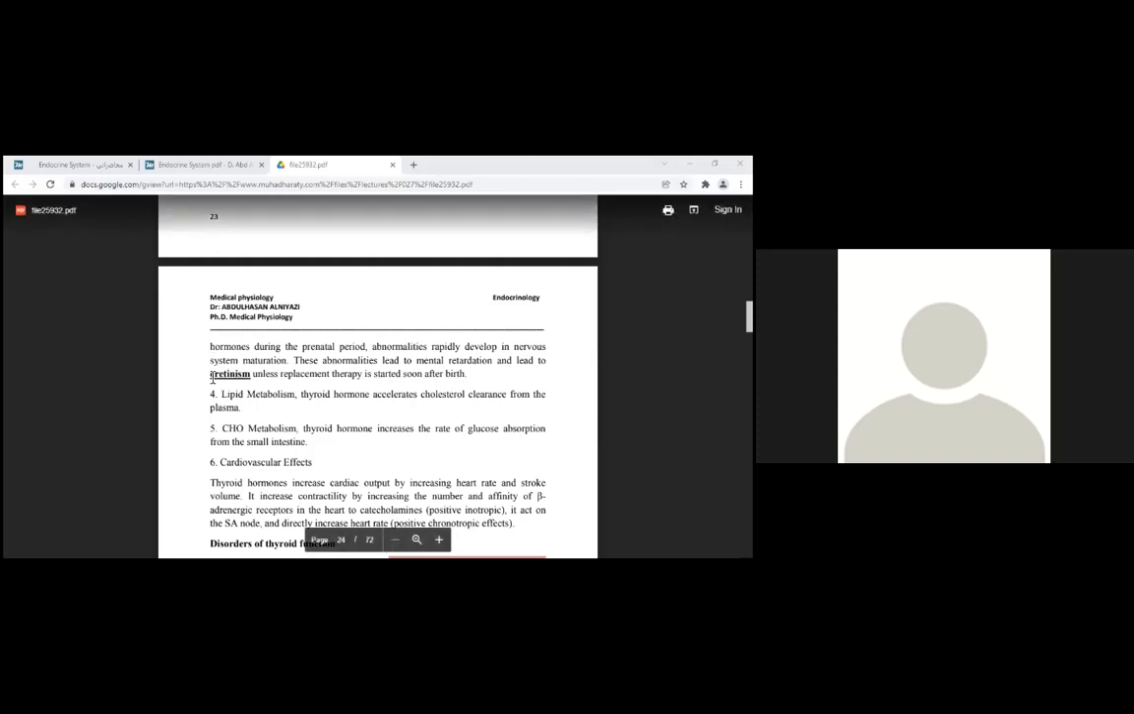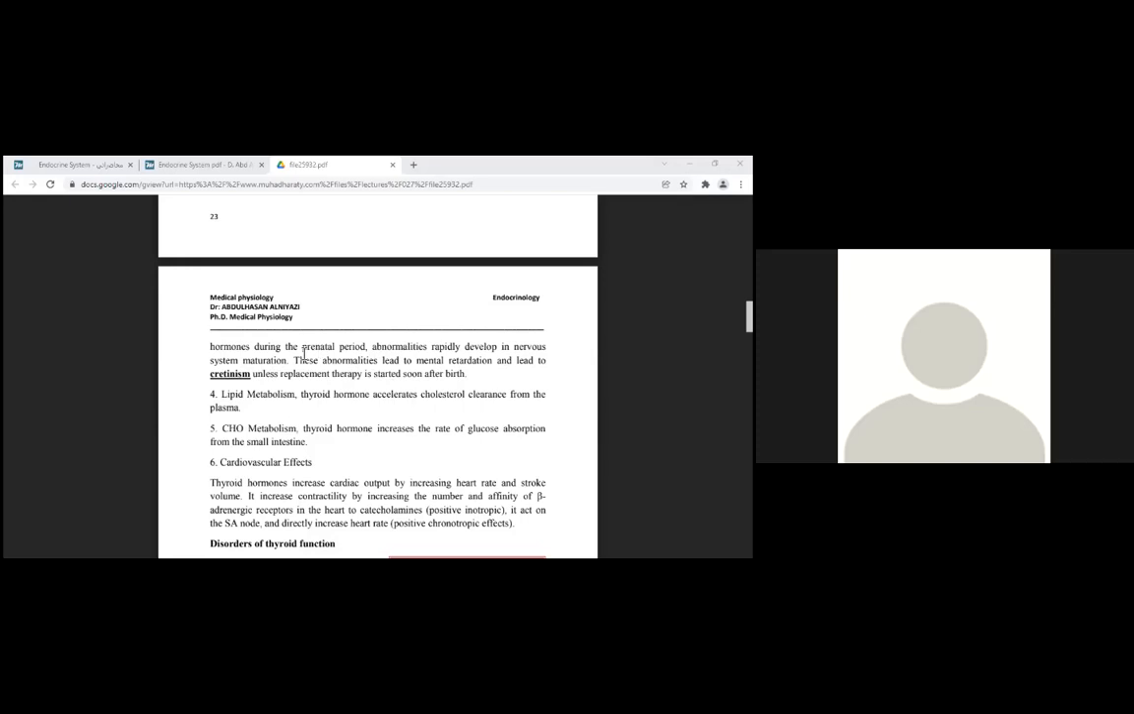Cretinism is mental abnormality that occur before puberty, usually after birth due to deficiency of thyroid hormone. Usually it needs as soon as possible treatment.